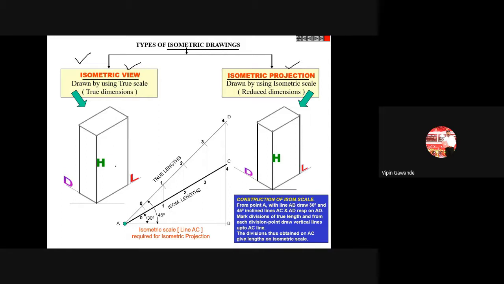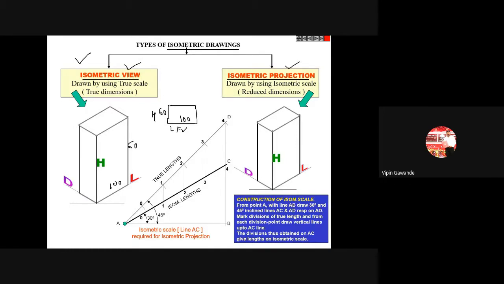If we are taking the actual dimensions from the front view, top view, and side view. Suppose this is your front view, and this dimension is how much? 100, and this dimension is 60. That means this is length, and the dimensions for the front view are L and H. So if I am taking the same dimensions from the front view, 100 is length and 60 is height. If I am taking 100 length and 60 height, and constructing the three-dimensional object, then it is called isometric view.